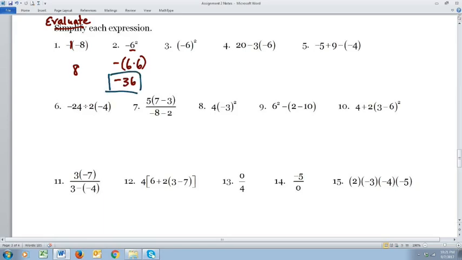Notice the difference on number 3. Everything inside the parentheses is my base. So my base is negative 6. So we're going to multiply two negative 6's, and here we get a positive 36.